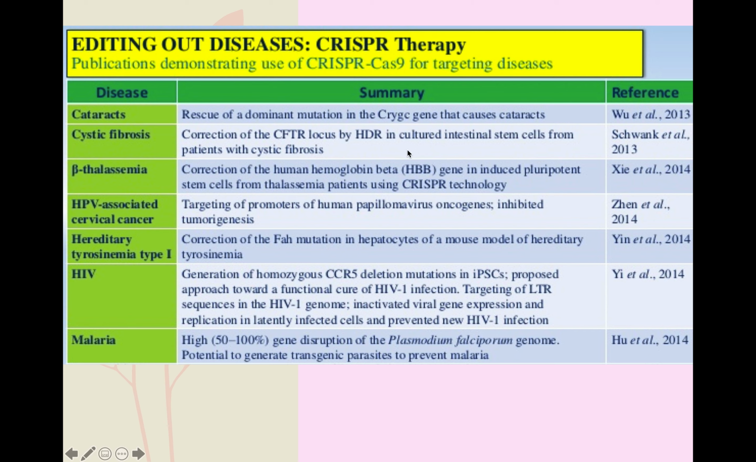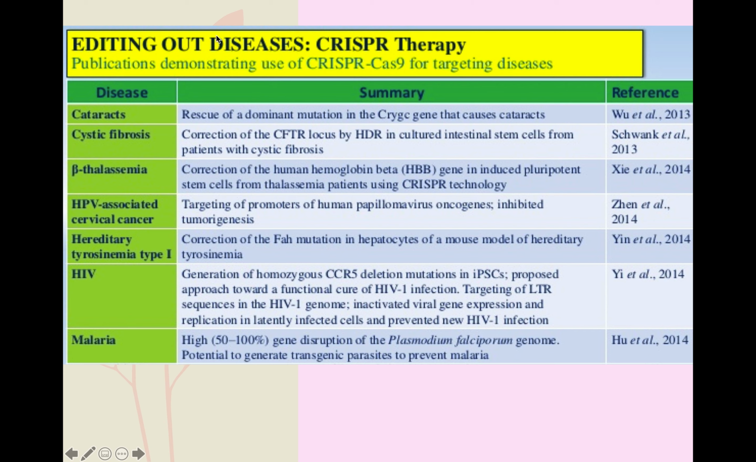Okay, so basically what they do is that they rescue a dominant mutation in the CRYAA gene that causes cataract. So cataract is actually caused by gene mutation. Surprising, right? A lot of people thought it occurs naturally at old age, but no, it's not. Okay? So you can read the paper from Wu et al.